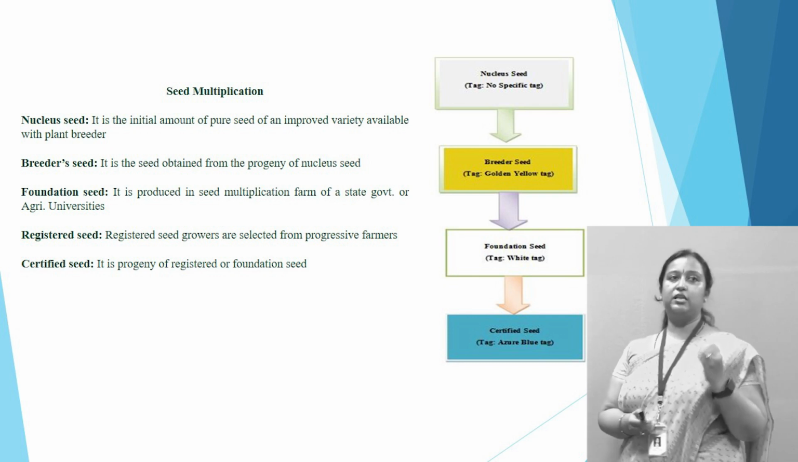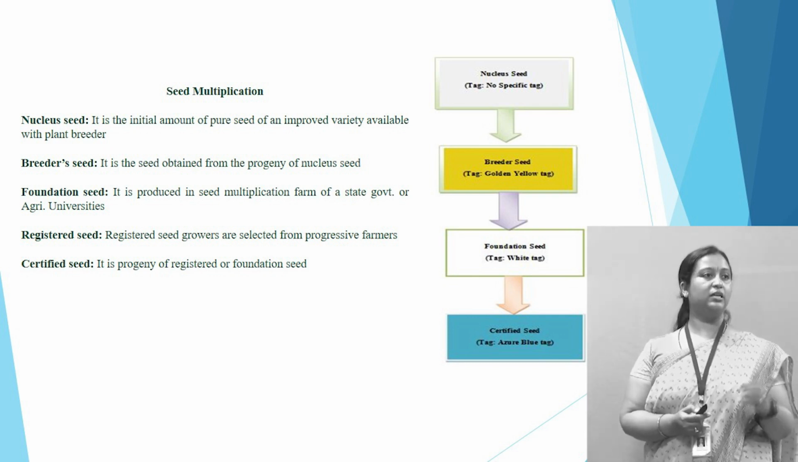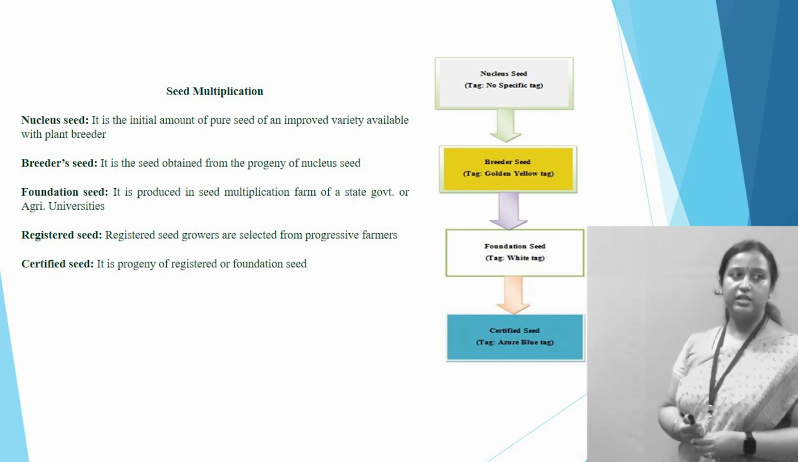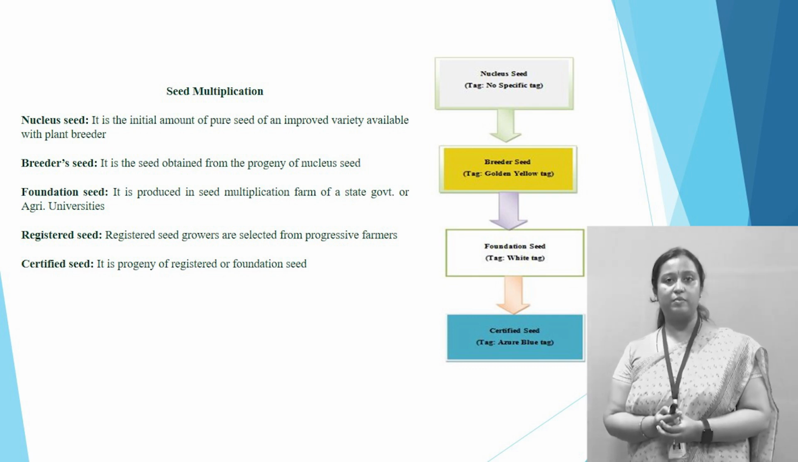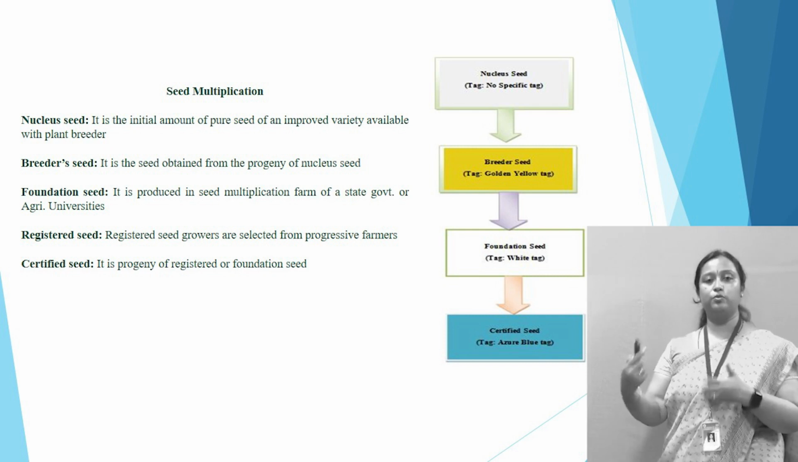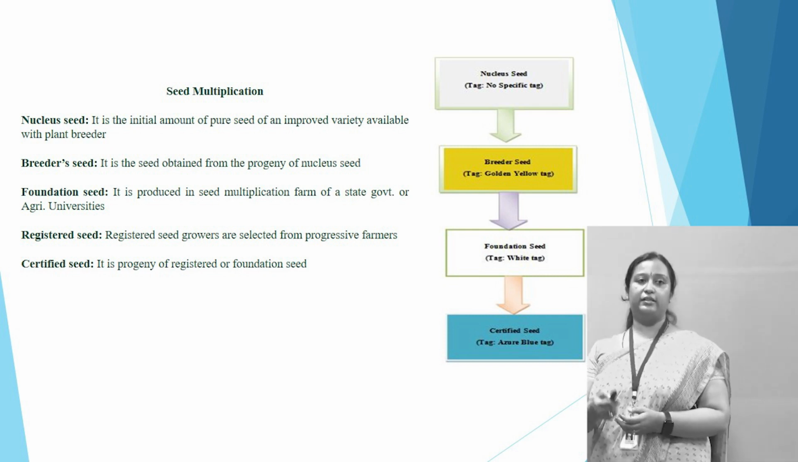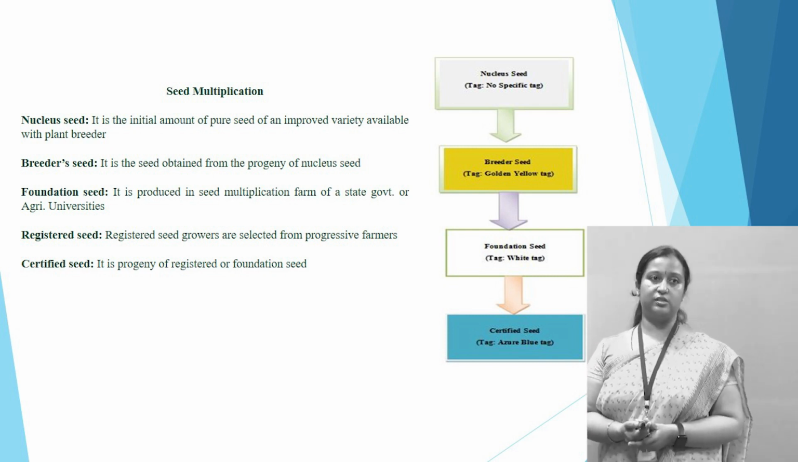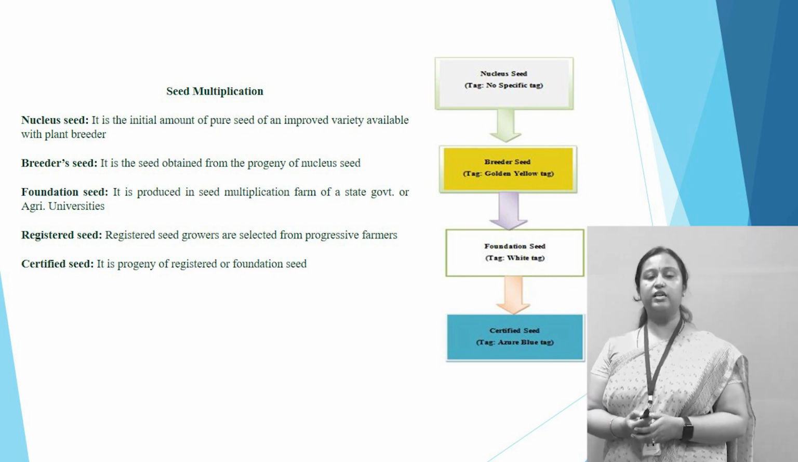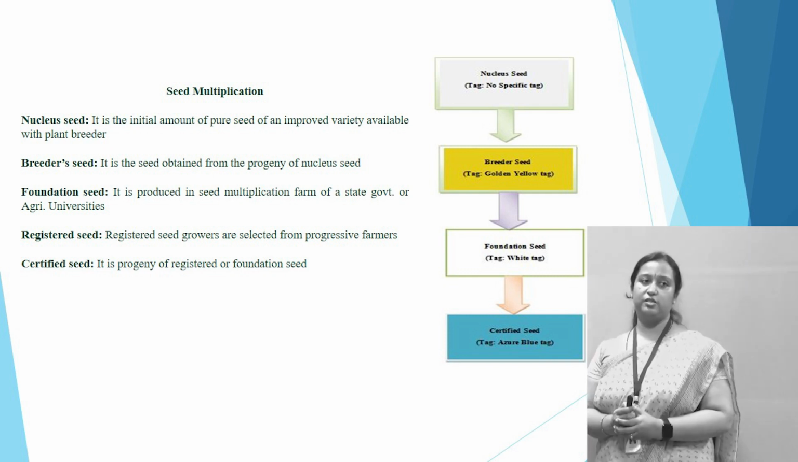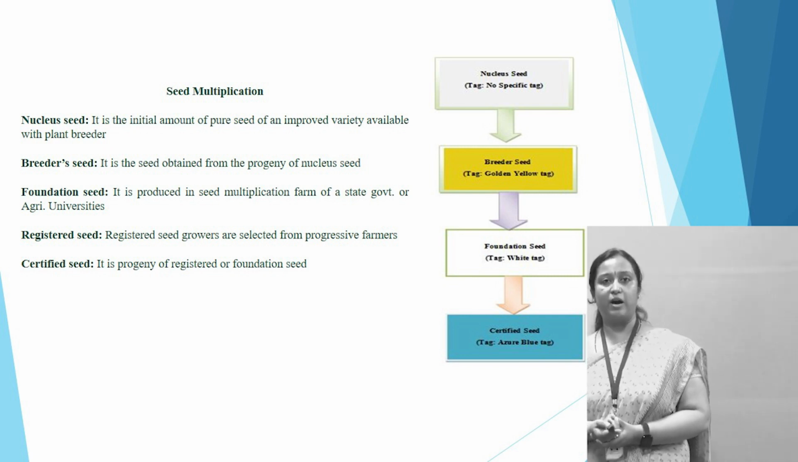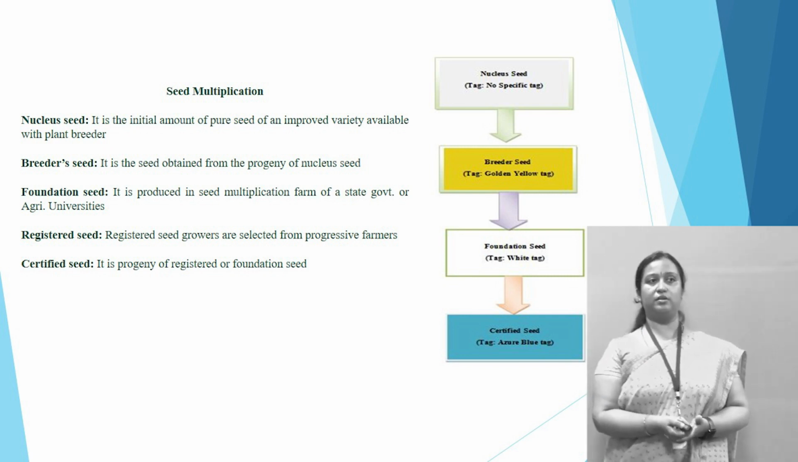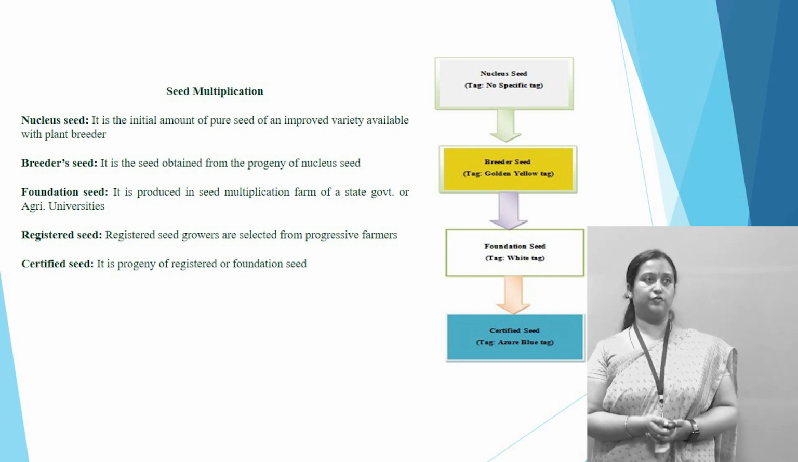So this seed is again with a white tag, and registered seed is the seed which the growers, selected from the progressive farmers, are given to multiply in large quantities, and that again is called registered seed. And finally, certified seed is the progeny of registered seed which is ready to get certified and reach the market. So these are the different multiplication stages of seeds.